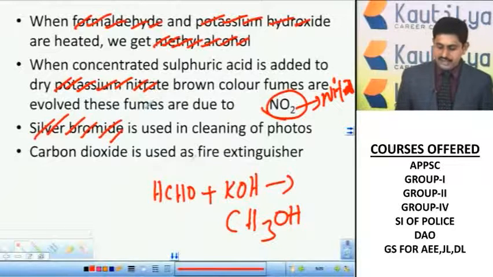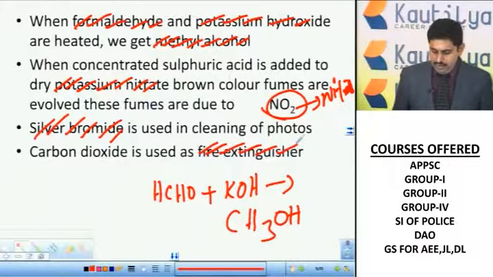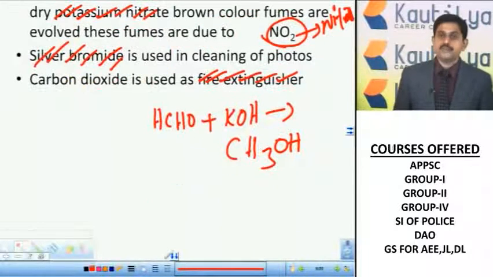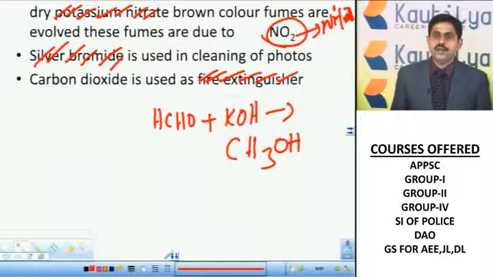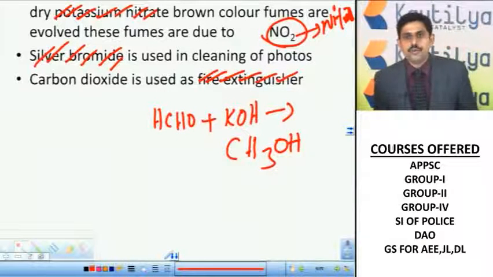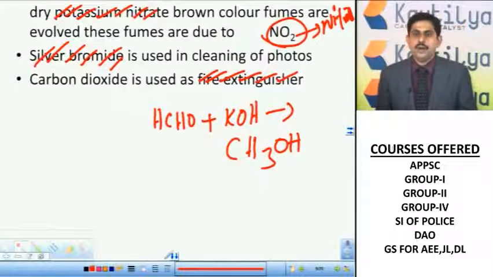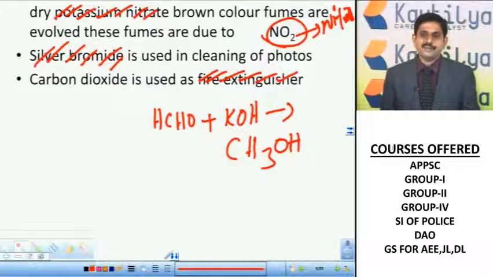Carbon dioxide is used as a fire extinguisher. We are not supposed to use water in all cases. No doubt water acts as a fire extinguisher, but in all cases water will not act as a fire extinguisher. For example, if it is burning petrol or diesel and you apply water, it will not act as a fire extinguisher.